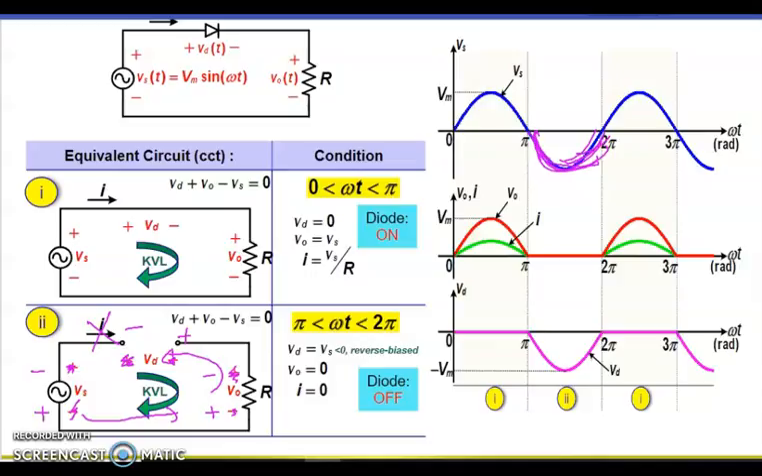So positive, negative, positive, negative. The KVL, if you start from Vs, so negative Vs, positive VR or V out, positive VD is equal to 0. Again, you can rewrite Vs equal to V out plus VD, the same as the above statement. KVL, Vs equal to V out plus VD.